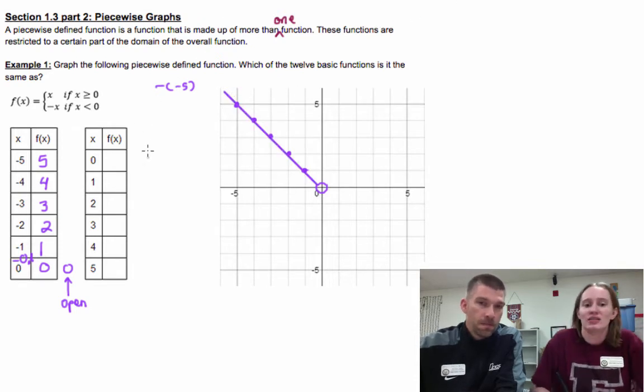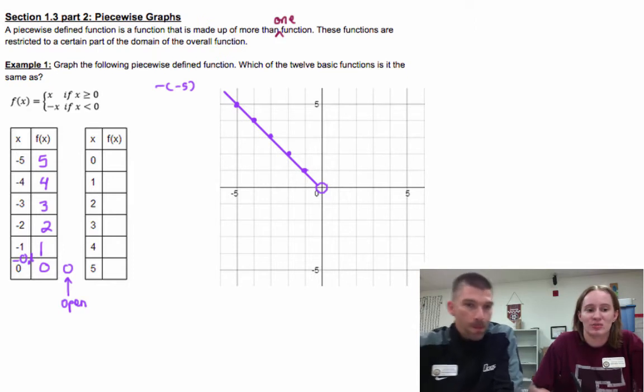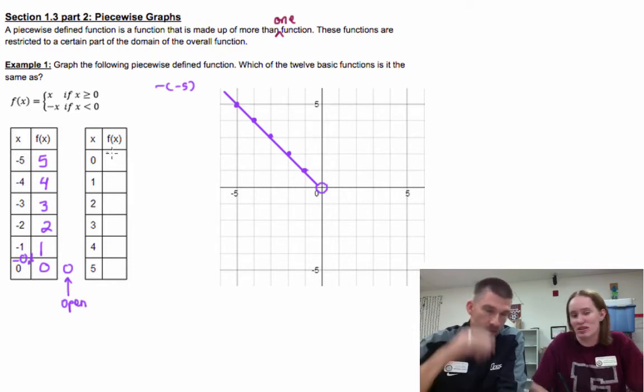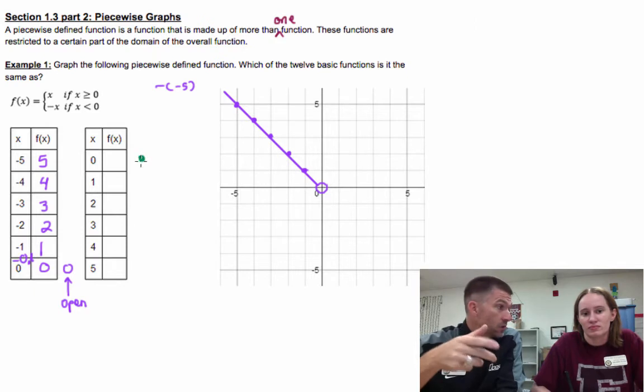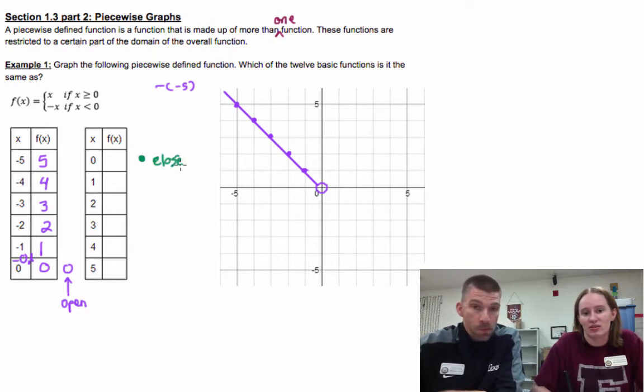Okay, now let's switch to the other function. Let's make this be moss, which is green. So now, but look here. This is greater than or equal to 0, which means that we can actually use this point. So whatever we plug in for 0 now, that's closed.